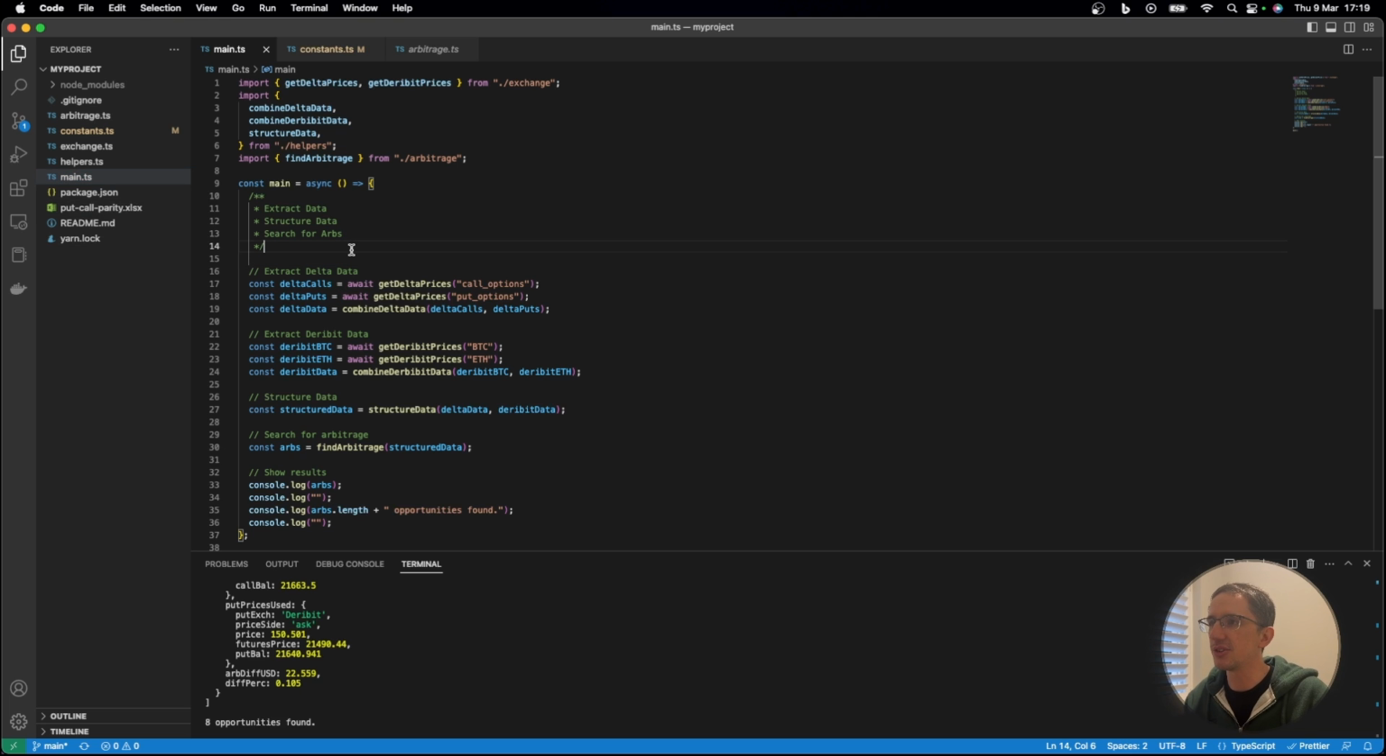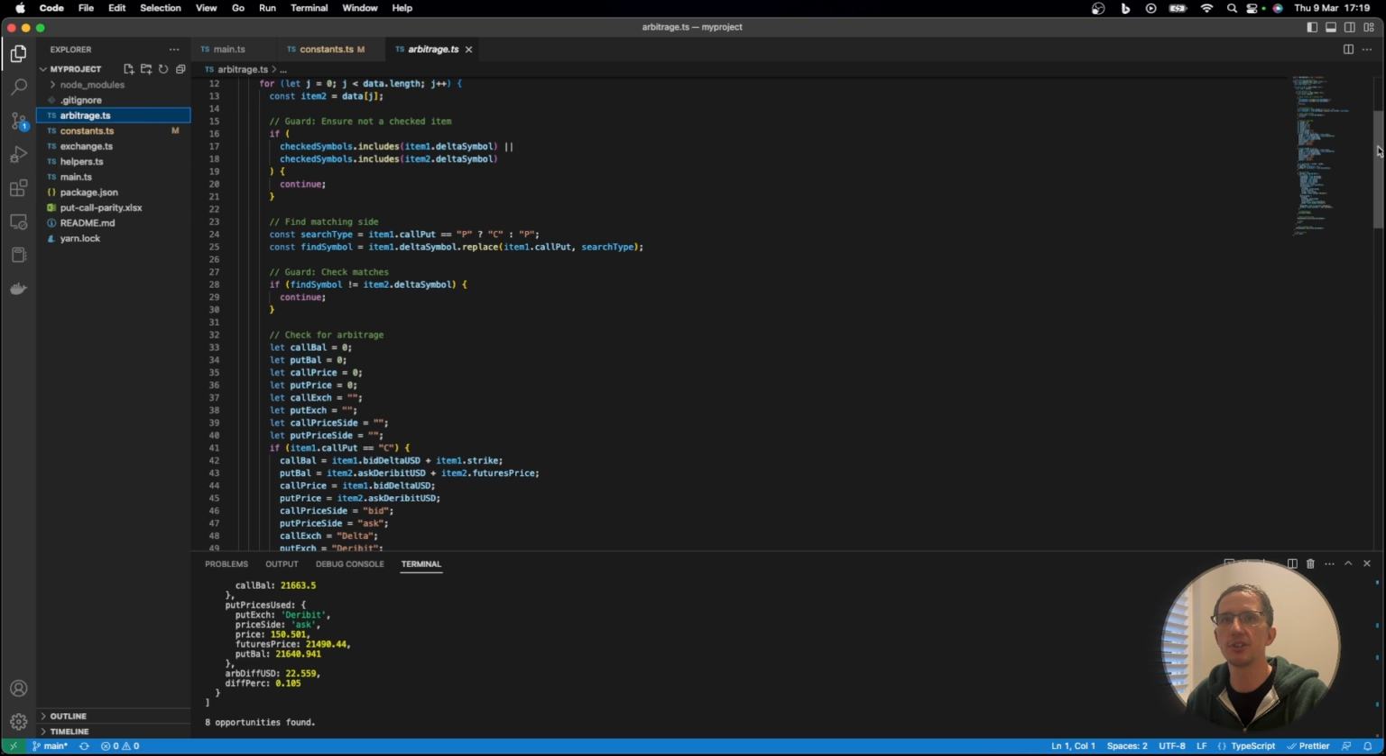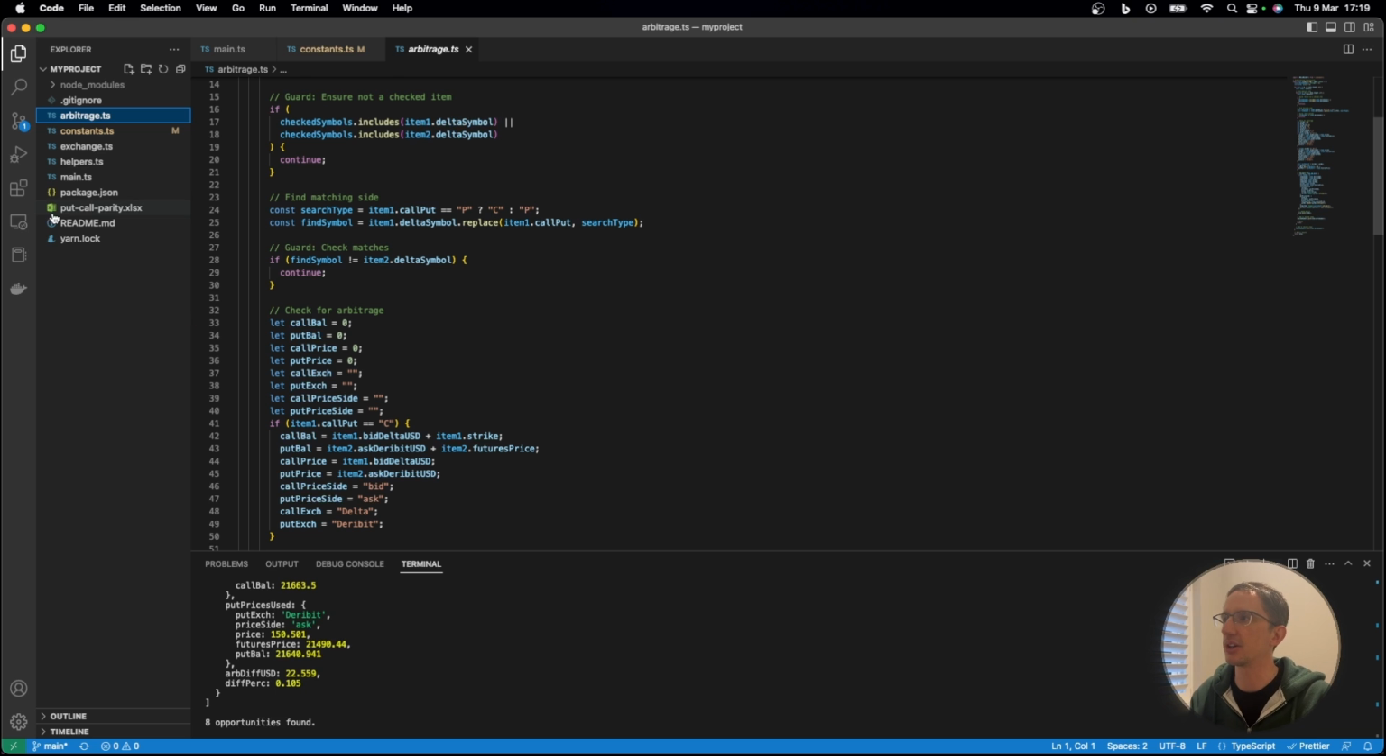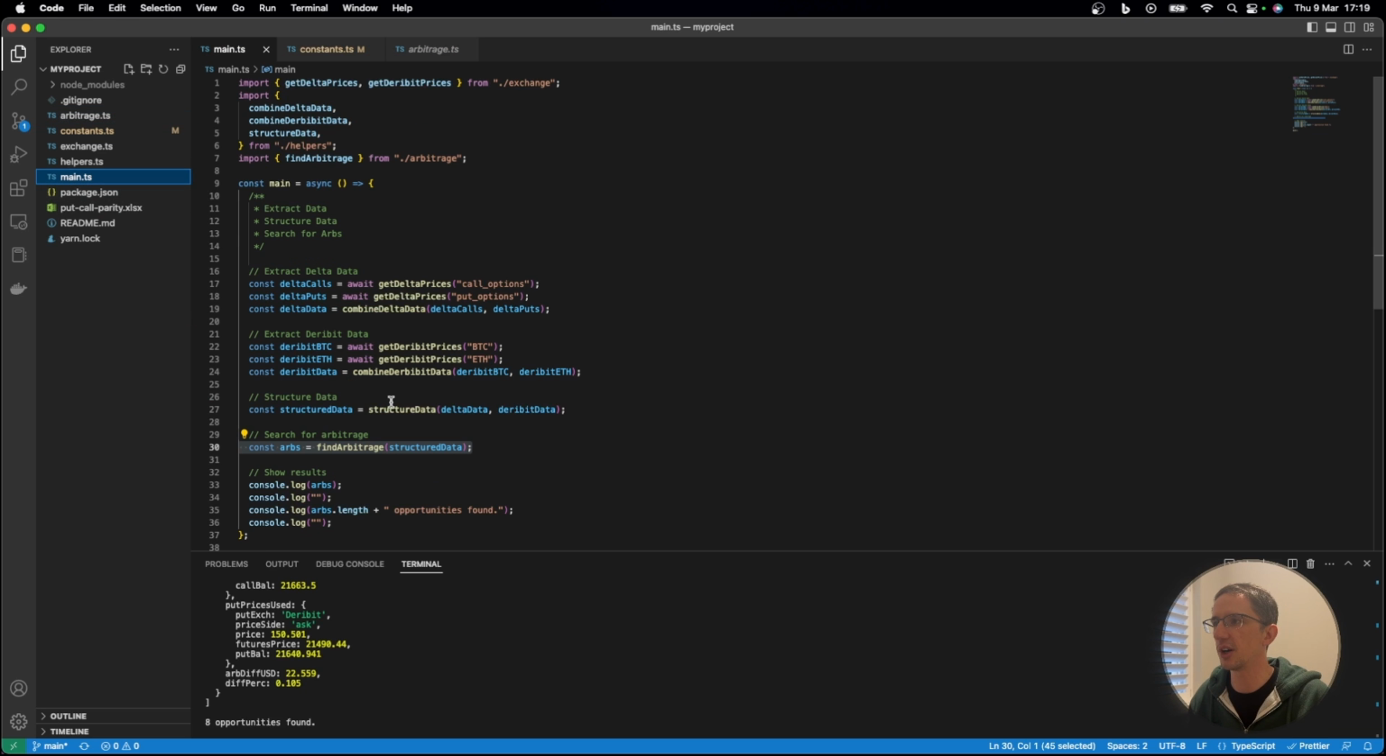But the idea here is you get the prices, you structure the prices, and then with that optimal structure, you then have your search algorithm here. So if I go to this arbitrage tab, that's what this tab is doing, right? It's actually going and running a bunch of code and getting those arbitrage opportunities.